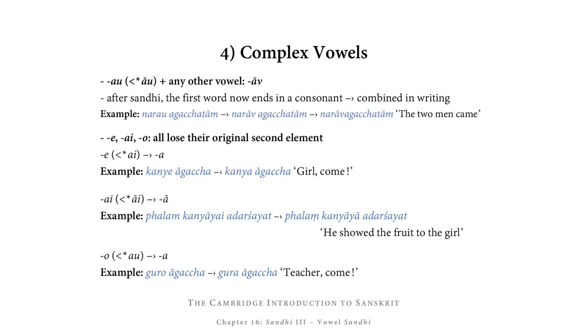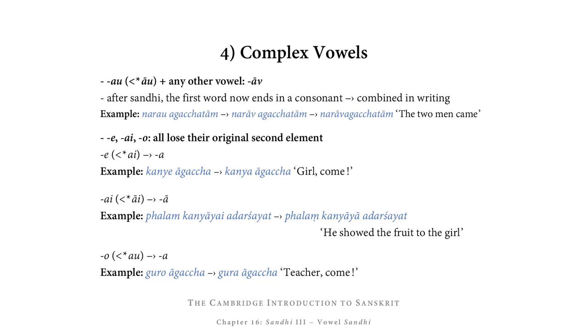The other three complex vowels, on the other hand, namely e, ai, and o, all lose their original second element. Remember, e, ai, and o originally were ai, and au, and so they just lose the i or the u, and e, which is original ai, becomes a, ai, which is original ai, becomes a, and o, which is original au, also becomes a.